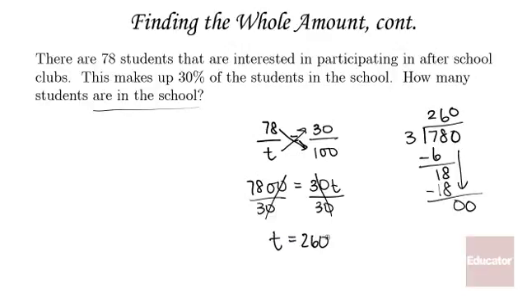Let's check if our answer makes sense. 30% is a considerable portion, and 78 is a considerable portion of 260. If I estimate 78 to 80, 80 times 3 is 240, which is close, and 30% would be about times 3. So this answer is also reasonable.